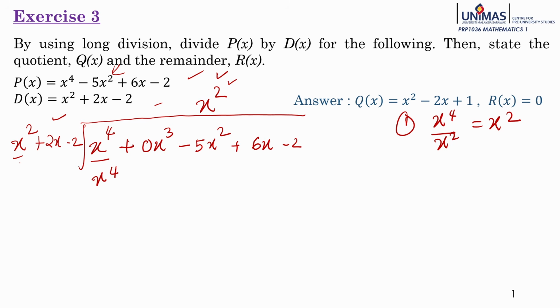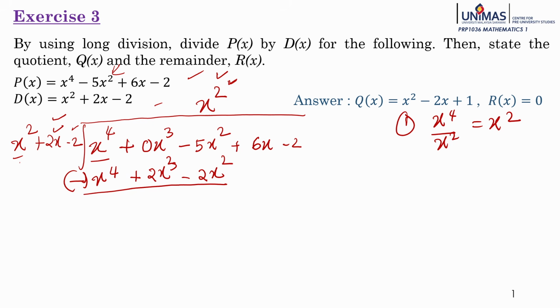x squared times 2x, we get 2x cubed. Sorry, this one is x cubed, right? And then x squared times negative 2, we get negative 2x squared. After we multiply, and then we subtract.